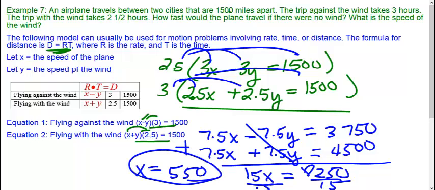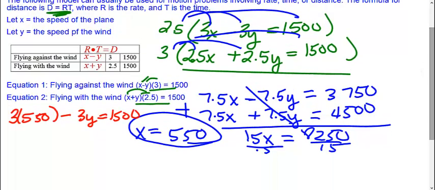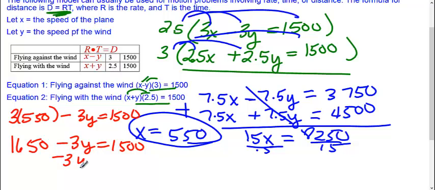Next, I need to figure out my y. Either I'm going to use the first equation or the second equation. I'm just going to use the first one because it doesn't have any decimals. I'm going to substitute it in. 3 times my x, which is 550, minus 3y equals 1,500. Then I'm just going to solve this. 3 times 550, I get 1,650, minus 3y equals 1,500. Subtract 1,650, I get negative 1,050. Divide by negative 3, and therefore I get a positive 50.